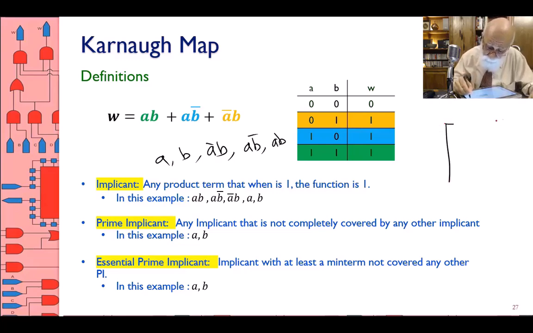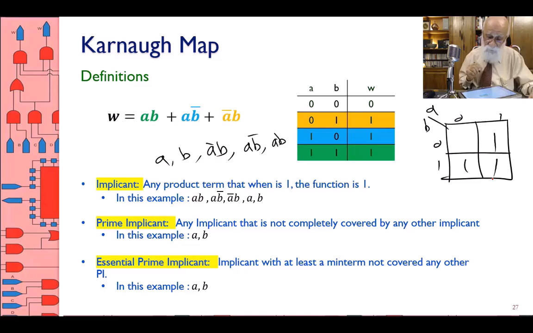Karnaugh map. A B, 0, 1, 0, 1, 1, 1, 1, that's the same thing. This is an implicant of the function. This is an implicant of the function. This is an implicant of the function. Okay? Because if that becomes 1, my function becomes 1.